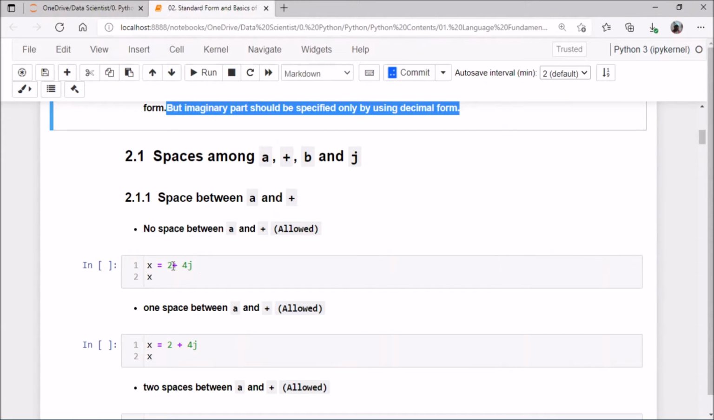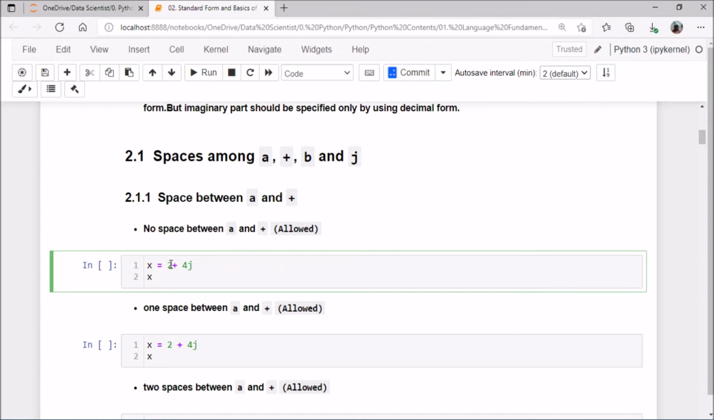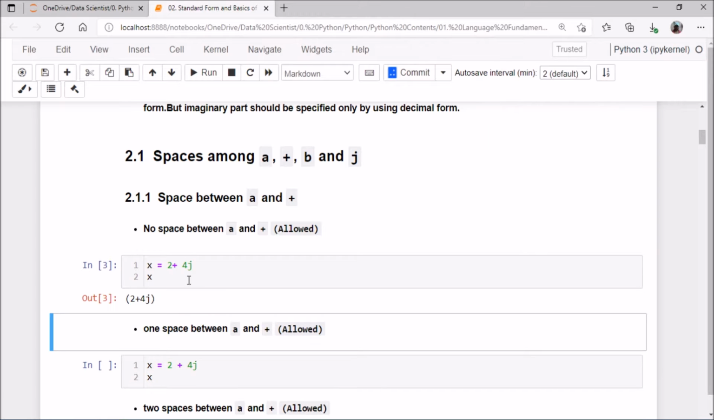So here between the a and plus, a is 2 here, and there is no space between 2 and plus. So it is allowed here, and we can see the result also.